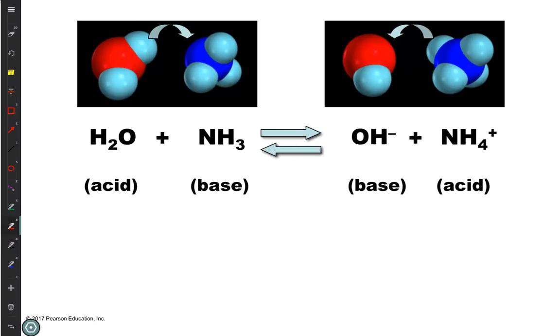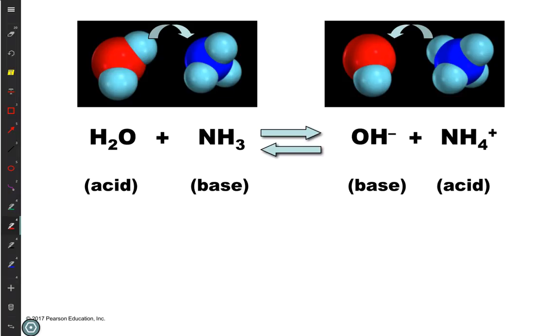Put those two together because when you actually mix these things, the reaction will go both directions. It will reach a balance, so that the amount going this direction is the same as the amount going that direction. And so now we can see that the water was an acid and the ammonia was a base, but the hydroxide is a base and the ammonium is an acid in the reaction. So what's going on with these acid-base reactions? Hydrogen atoms are moving across.